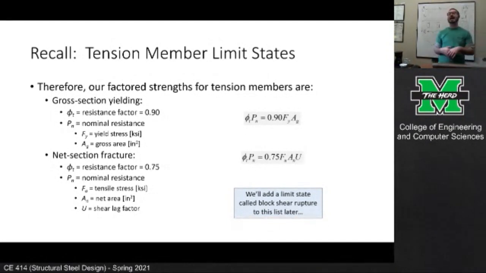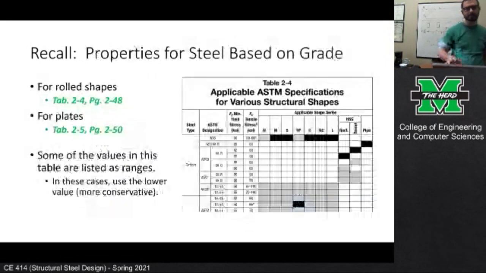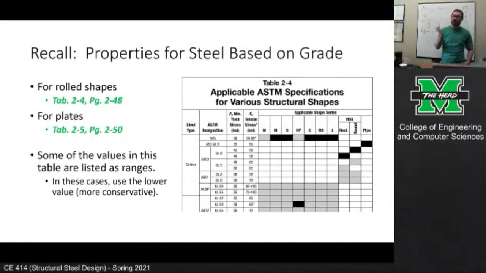Now, later on, we're going to add another limit state. This will be a couple, maybe a week and a half later, called block shear. And block shear is its own unique animal. We'll deal with that later, but it's a connection-related phenomenon that can happen with tension members. You're basically sort of ripping a chunk out of the section, but that's later on down the line. If we go to that expression, we're going to need Fy and Fu values for our grades of steel.